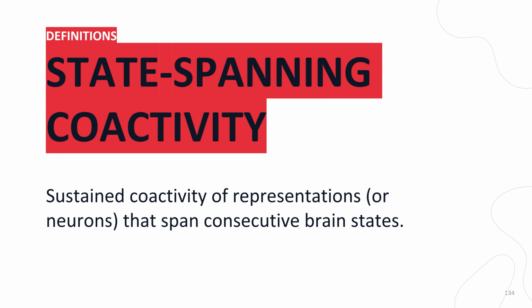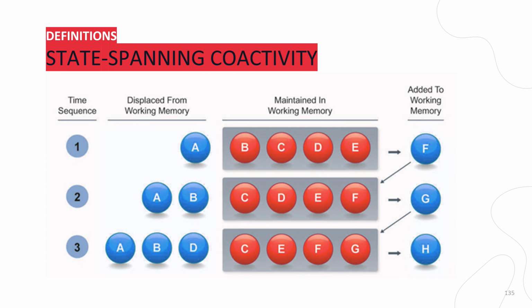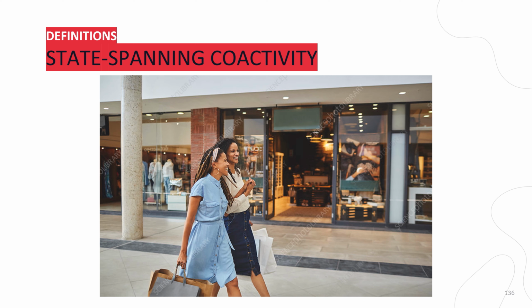Okay, and here we're getting to the meat, state-spanning coactivity, which is sustained coactivity of representations or neurons that span consecutive brain states. C and E are the only items that show state-spanning coactivity from time 1 through time 3. I abbreviate state-spanning coactivity as SSC. So SSC is quantifiable. The quantity of SSC can be thought of as directly proportional to the number of sustained nodes and the average length of time of their activity.